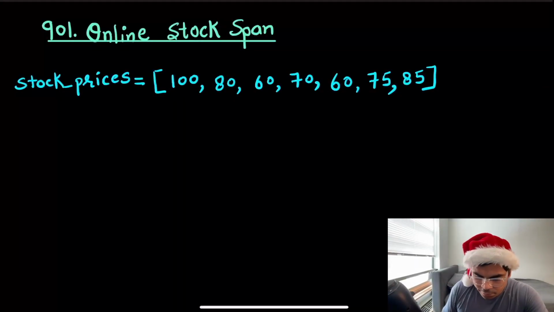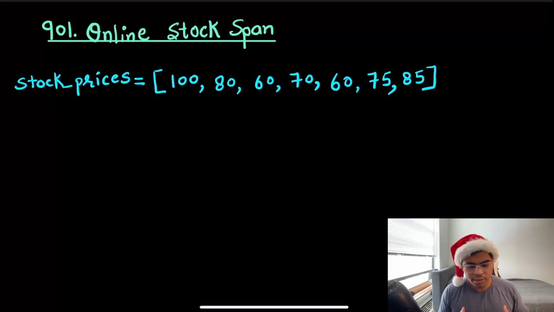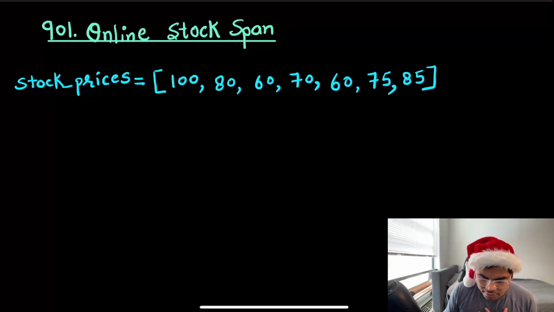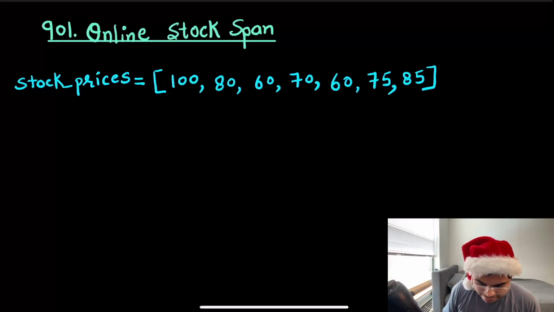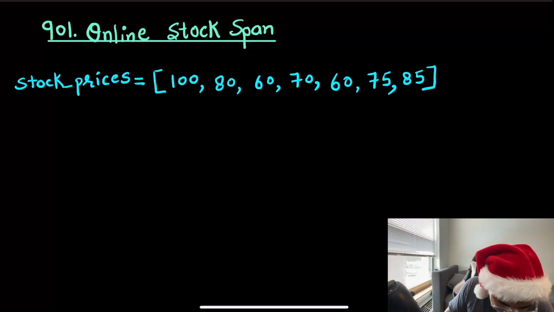Here are the stock prices. I've just written them in an array, but remember they will be given to us in the form of this next function. One by one they will be giving us these prices for that day, and then we will be returning the span for that day. So let's find out the spans for all these given stock prices.